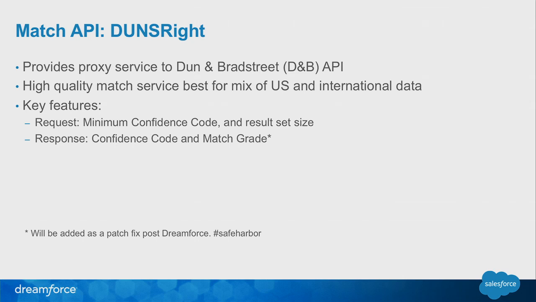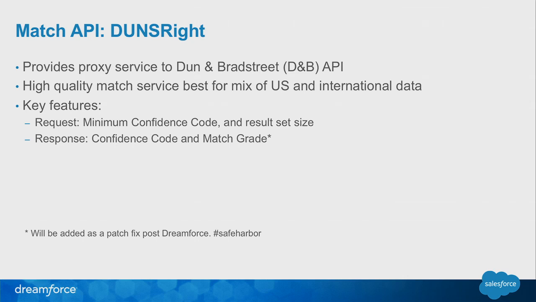One of the things DunsRight has as part of its response is not only the confidence code. For every record that we return, we tell you what the confidence code is, but there's also a very proprietary match grade that comes back from Dun & Bradstreet that would allow you to make further decisions. Sometimes a confidence code could be lower, but because of the match grade and the value in that, you can decide to accept that record or make different decisions based on that. If you're familiar with DunsRight, you definitely know what I'm talking about.